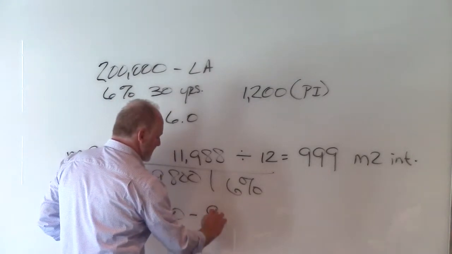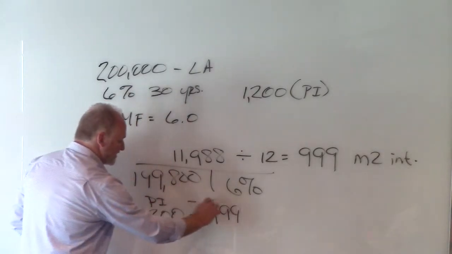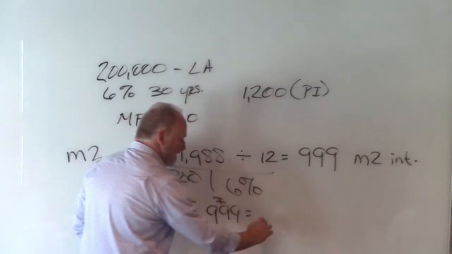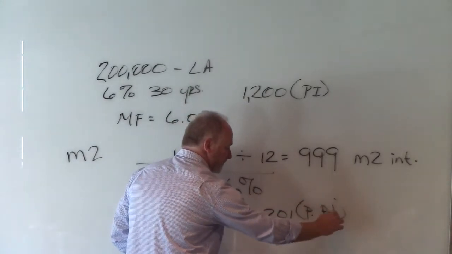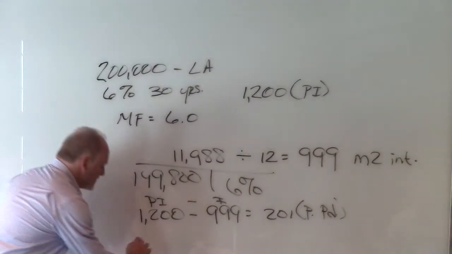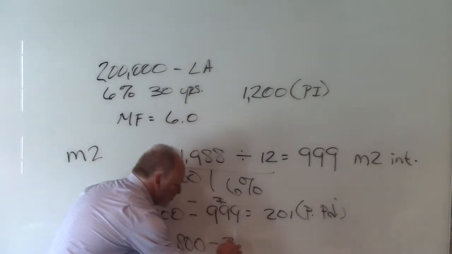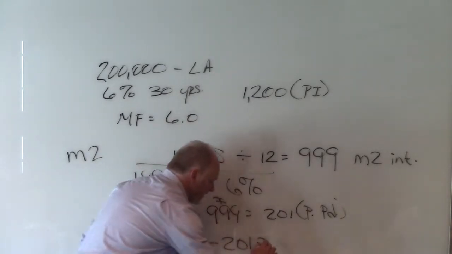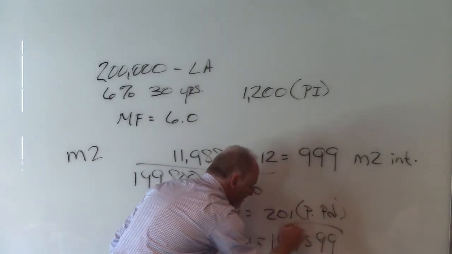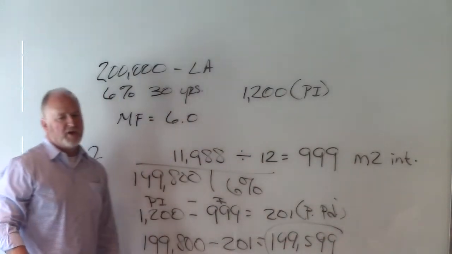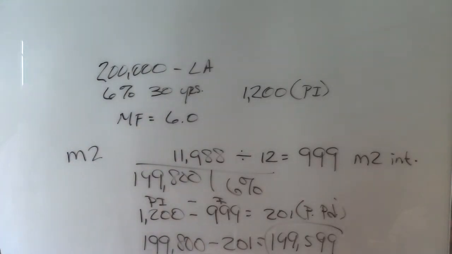1,200 minus 999. In other words, PI minus I leaves us with 201, which is principal paid. And if we started at 199,800 minus 201, 199,599. And only 358 more simple payments, you will eventually reach 0 doing this.